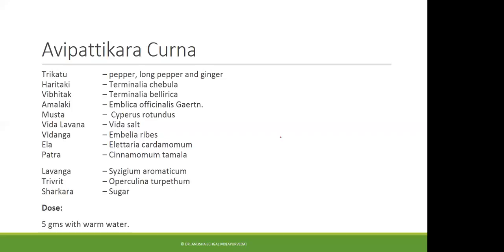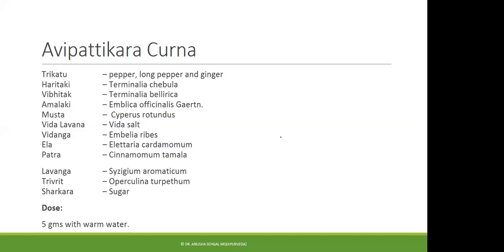Ela, patra, that is cardamom and cinnamon, these are the only ones that actually help to pacify Pitta. Lavanga is cloves. That also doesn't really help to pacify Pitta. Trivrit is the one that has the severe reaction of causing that downward movement. And Shakara is the sugar, just to help to kind of balance off some of the excessive heat in this.